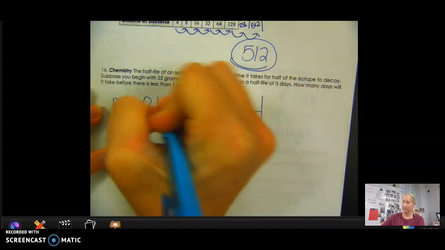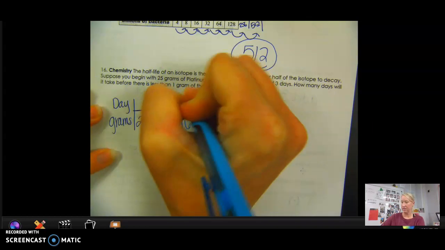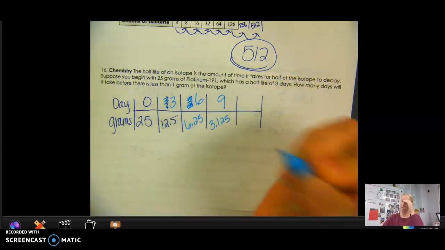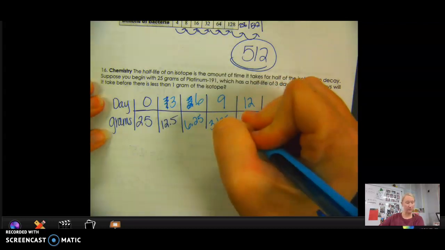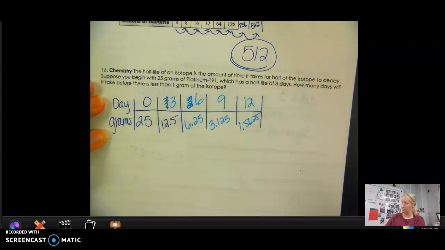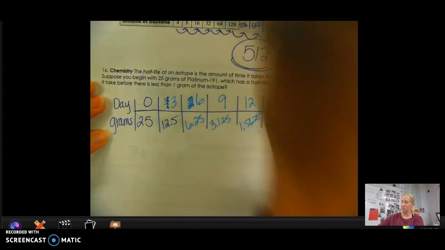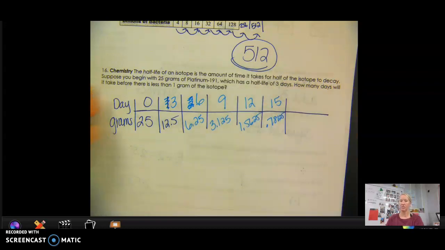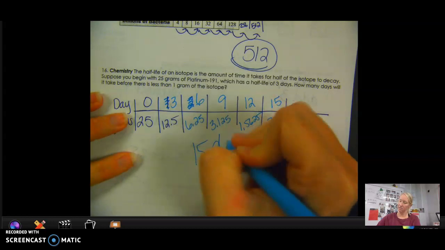Oh, I'm sorry. Nope, that should not be day 1. Its half-life is every 3 days. So that's day 3. This is day 6. Day 9, it would be 3.125. Continue that until you can find when it's less than 1 gram. So 12 would be 1.5625. 15, so 3 more days, is at 0.78125. And then, there we go. So it would be at half of 1 gram after 15 days.